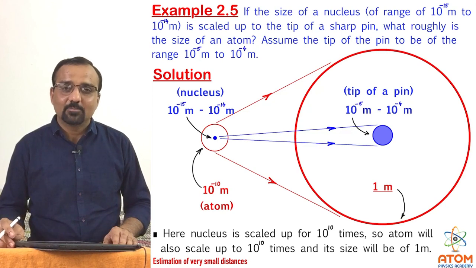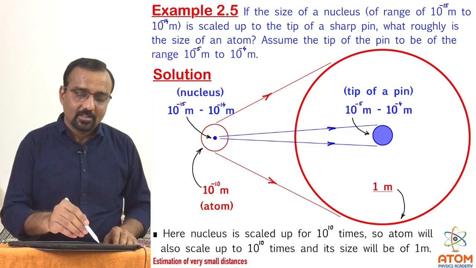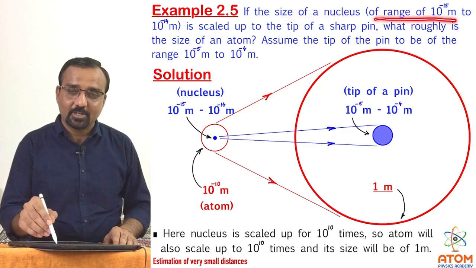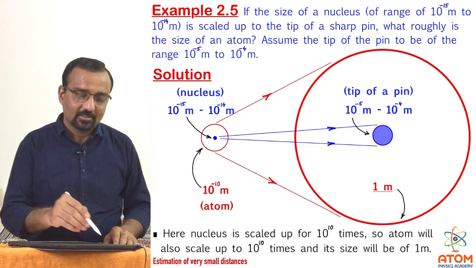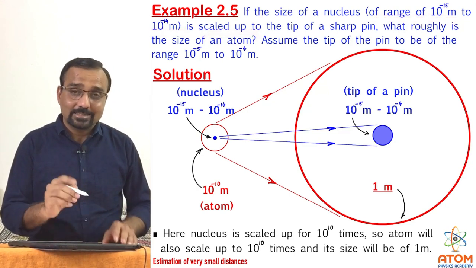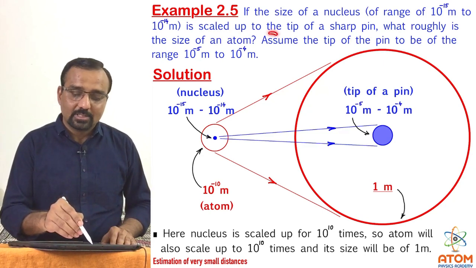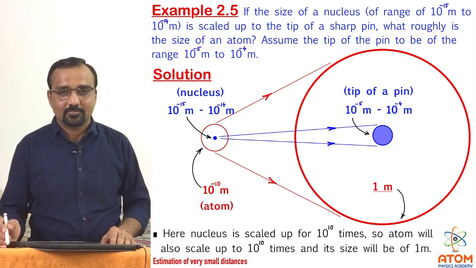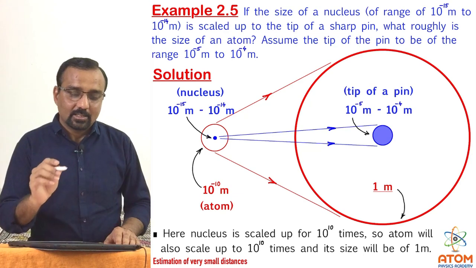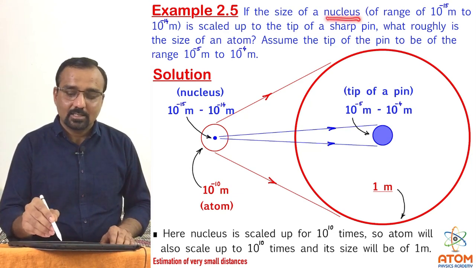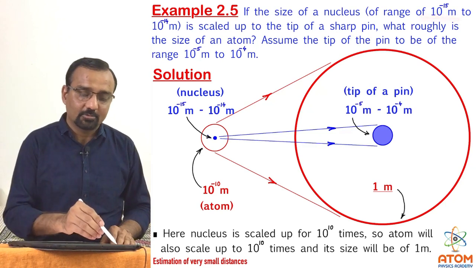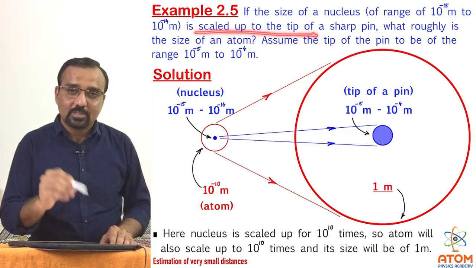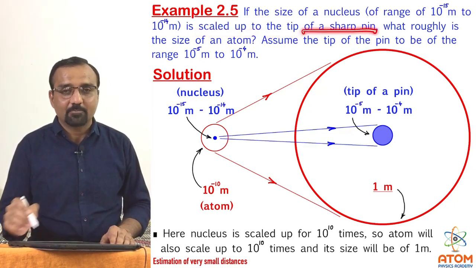Now let us see example 2.5. If the size of the nucleus, which is in the range of 10 raised to minus 15 meter to 10 raised to minus 14 meter, is scaled up to the tip of a sharp pin, what roughly is the size of an atom? Try to understand the question. They have said that the nucleus has a size in the range of 10 raised to minus 15 to 10 raised to minus 14 meter. Now, it is scaled up to the size of the tip of a sharp pin.